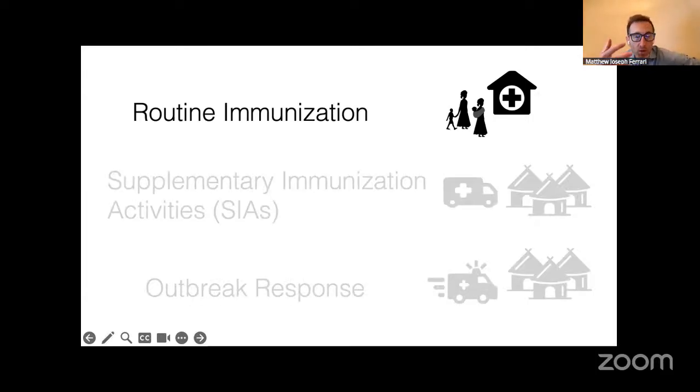And so the goal overall in the development of vaccination programs is to get to a world where we only have to do this first activity. We only have to do these routine immunizations. We don't have to do the heavy and expensive periodic supplemental vaccinations. And then because we have eliminated it, there are no outbreaks, and so we never have to do the outbreak response.